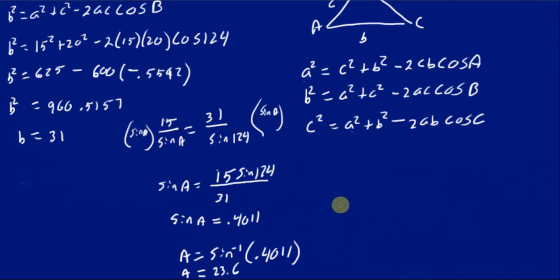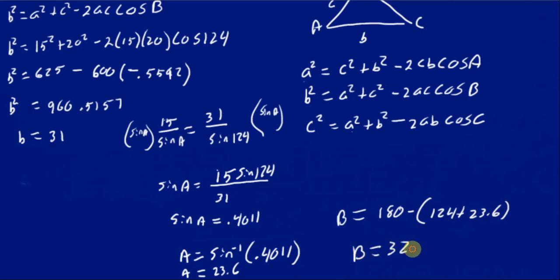And of course, finding the measure of angle B is real simple. You've got a triangle. All three angles add up to 180 degrees. So B is equal to 180 minus 124 plus 23.6. So B should equal about 32.4.